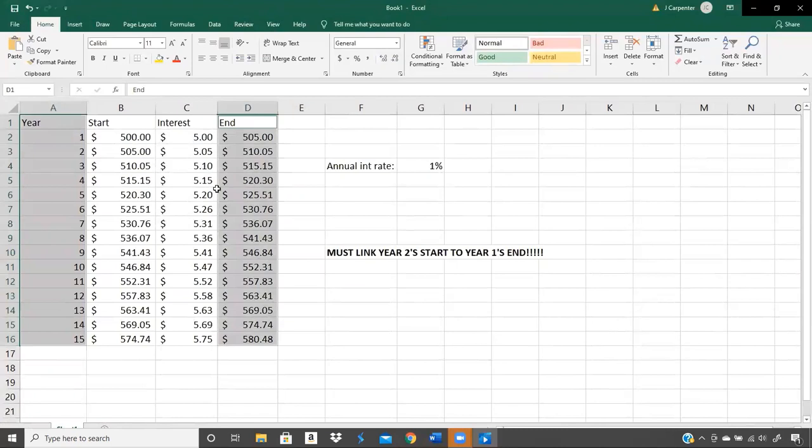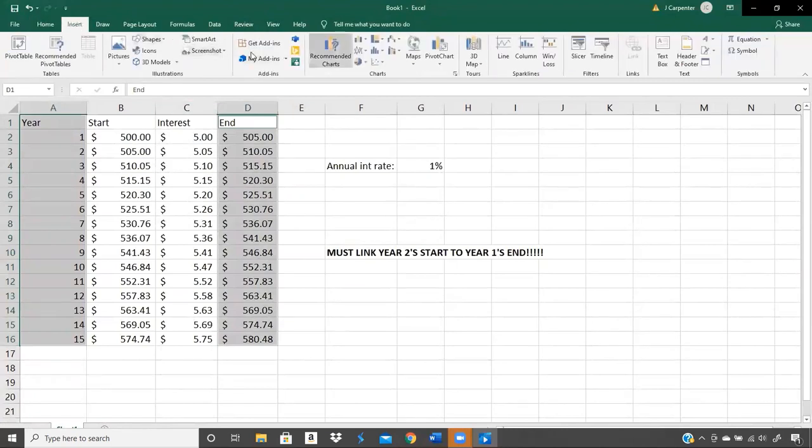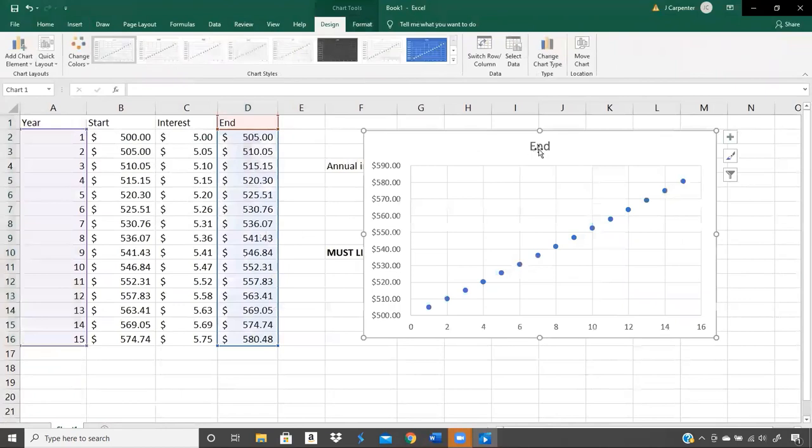All right, so we got all the things highlighted. I'm doing just a graph of the ending balance, so let's insert. This isn't a homework, so I don't have to do any specific recommended charts. We're just trying to get a basic idea, so the basic scatter chart. And we can see it says end, because that said end. If you wanted to make this more specific, you could say ending balance. And this really looks like a line.